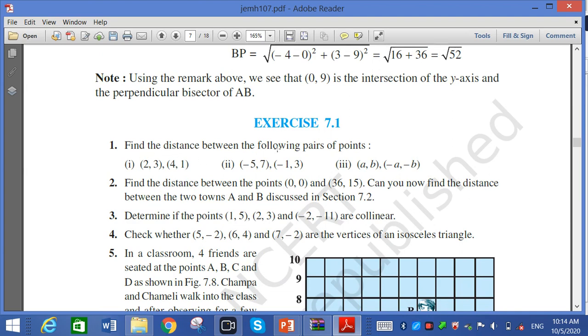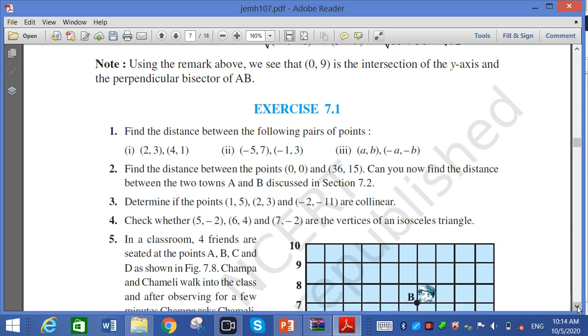Find the distance between the points. So that we have to find out. Now which formula we have to apply? Distance formula. I have to write A, that is 2, 3, and B, 4, 1. Now here it is x1, y1 and x2, y2.